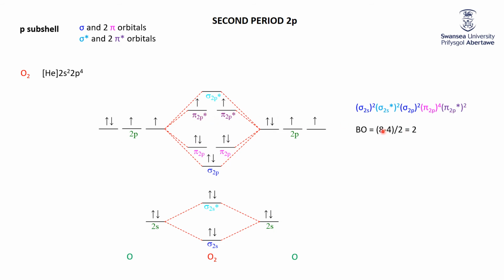Bond order, we've got 8 bonding, 2, 4, plus 4 is 8. 4 antibonding, 2 plus 2 is 4. 8 minus 4 over 2 is 2, a double bond, gee whiz, how wonderful, and so on.